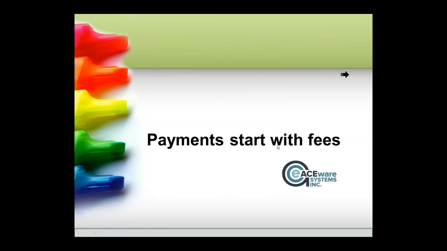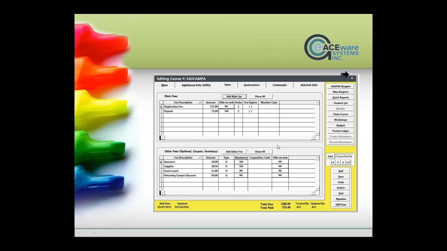So payments start with fees, and in ACEware and Student Manager, before you can make a payment, you have to have a fee, and that comes from the course. It's when you set up the class that you have the charges that you're going to have. Now, tuition fees, fairly clean. Optional additional fees, when you go to start collecting payments, can be mandatory, or they can be optional. You can actually have a coupon, which would be a negative. And we'll talk about that at the registration level. But generally, this is where you start.